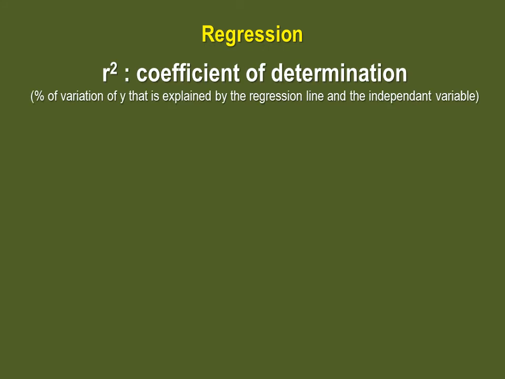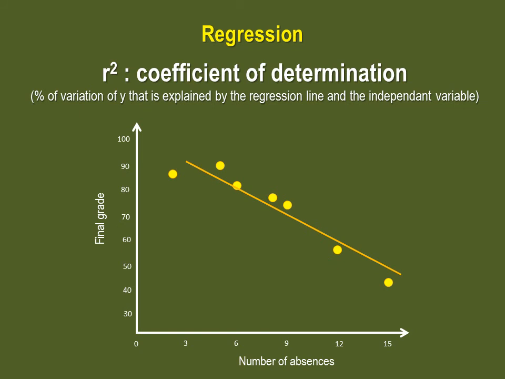When dealing with regression, you may encounter r squared. This is called the coefficient of determination, and it is the measure of the percentage of variation of y that is explained by the regression line and the independent variable. As you've seen, most of the points in our scatter plot are not directly on the line of best fit. There's deviation on the y-axis of where our points are placed versus the line.